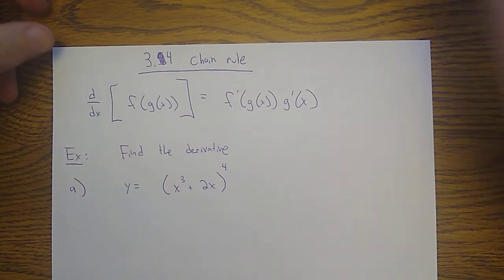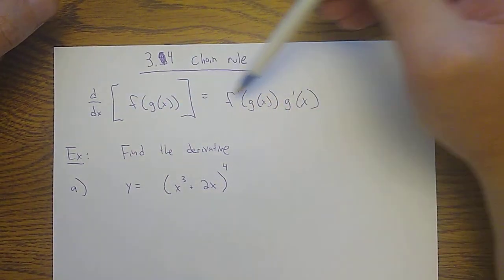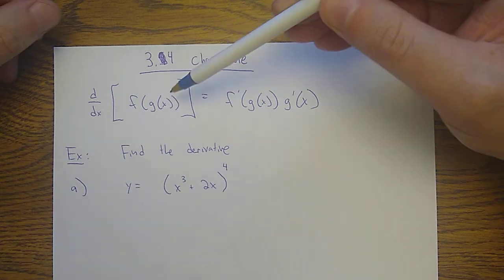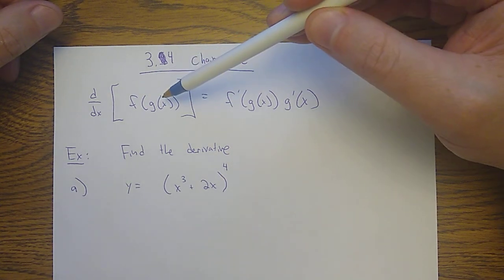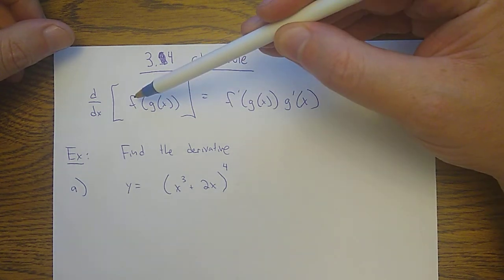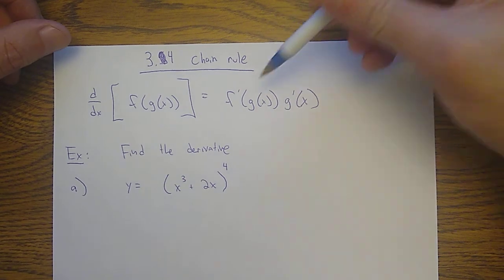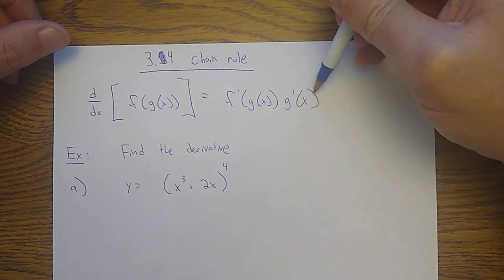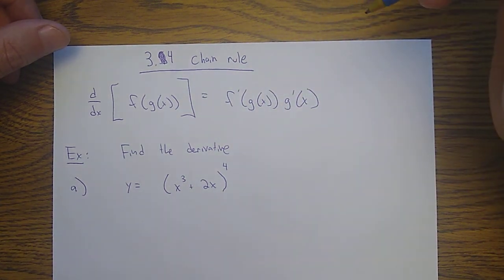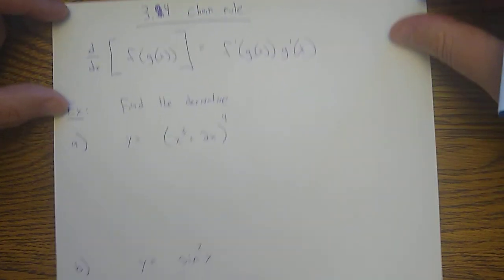All right, let's do 3.4, which is the chain rule. Here is the chain rule. This is a rule for doing the derivative of a composite function, which, if you remember, a composite function is like when we're doing f of g of x. And it has this formula. So we're going to do a bunch of derivatives using this formula.